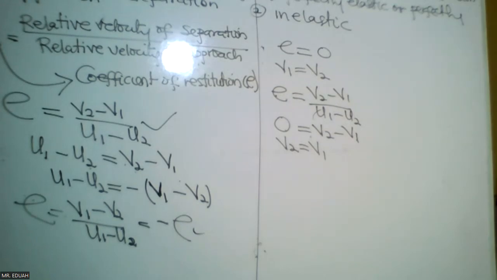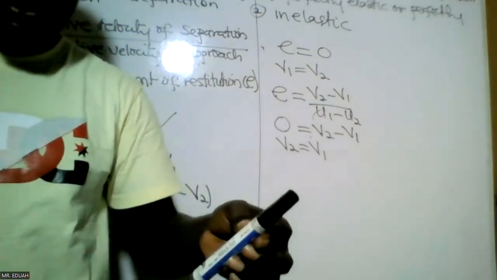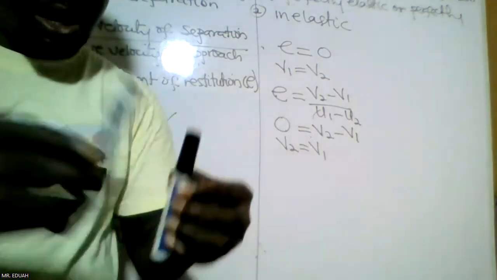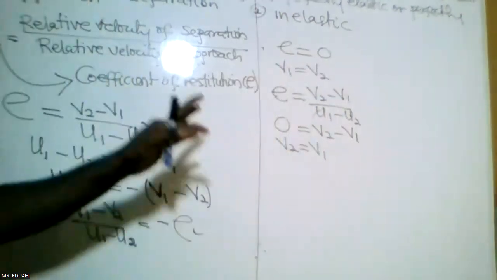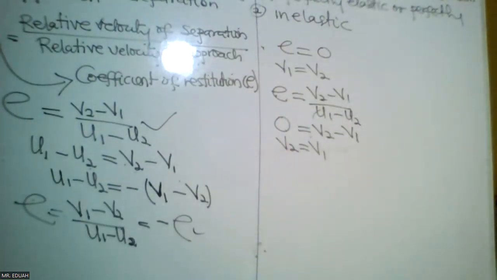Class, is that okay? V2 is equal to V1. Is it for elastic or inelastic? Perfectly inelastic. I said for perfectly inelastic collision, after the collision, the two bodies combine and move with a common velocity. We'll come to the equation. We've done it extensively for elastic collision. We'll talk about inelastic later in our meeting.